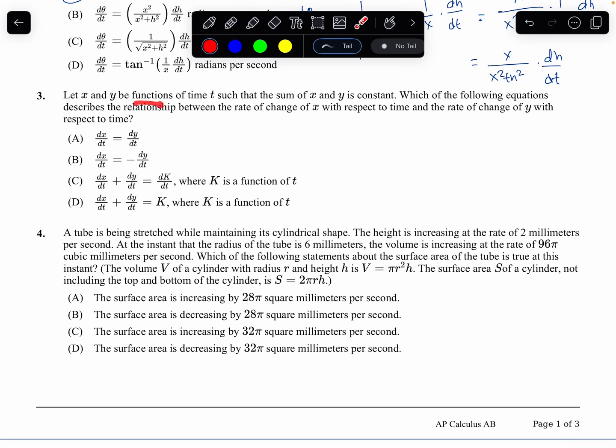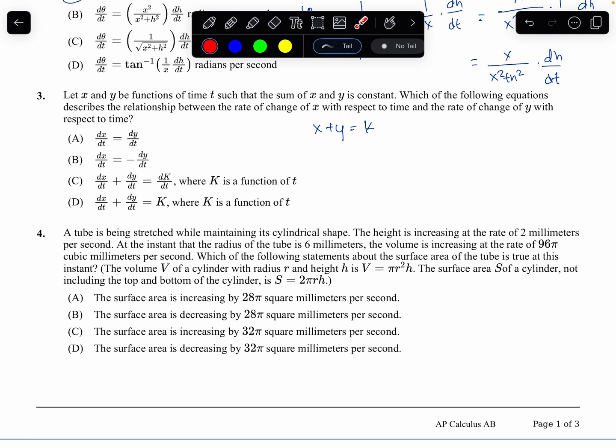Let x and y be functions of time such that the sum of x and y is constant. Which of the following equations describes the relationship between the rate of change of x with respect to time and the rate of change of y with respect to time? So we're going to make a function out of this. So x and y are functions of time such that the sum of x and y is constant. So that means the sum of x and y is equal to some constant. We'll call it k. It doesn't really matter, but I think they use k. You can kind of see it in here. Now, because that's constant, it's not a function of time, unlike x and y, which are functions of time.